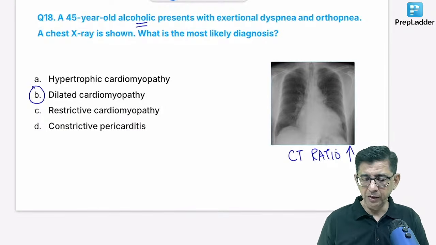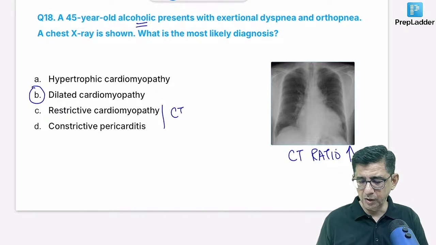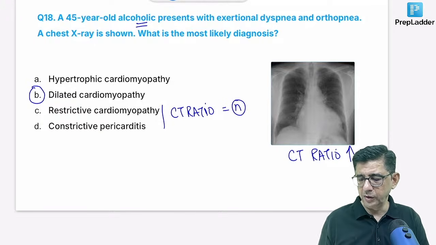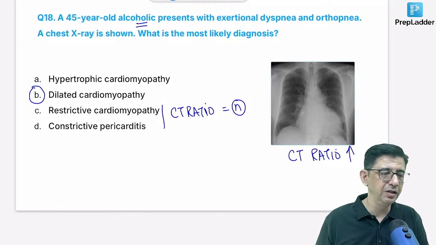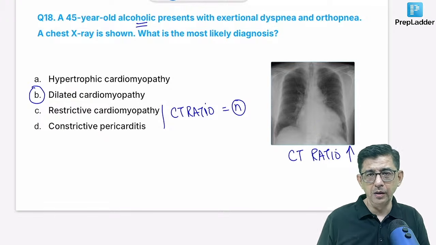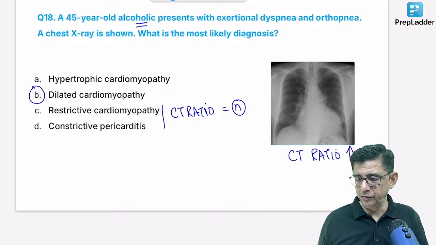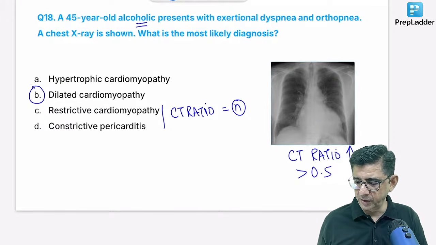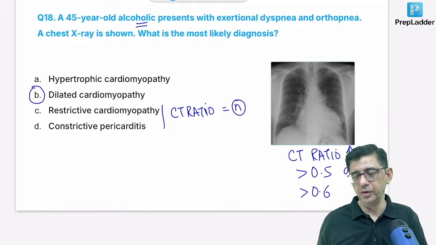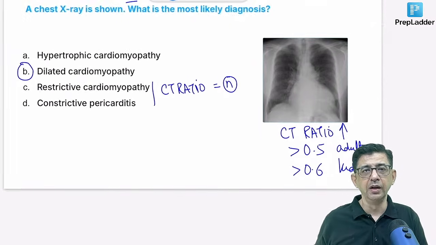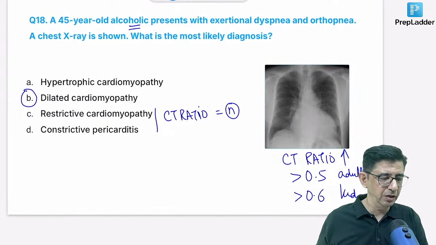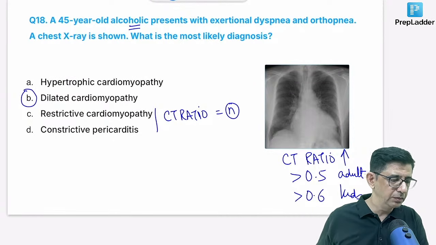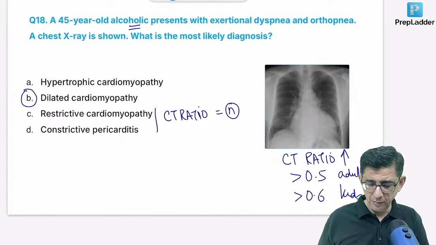For restrictive cardiomyopathy and constrictive pericarditis, most of the time the cardiothoracic ratio would be normal. Hit the comment button: cardiothoracic ratio more than how much would be considered as significant? Cardiothoracic ratio is considered significant at a value more than 0.5 for adults and more than 0.6 for children. CT ratio more than 0.5 for adults and more than 0.6 for kids would be considered significant. And the answer in this particular question would be option B.